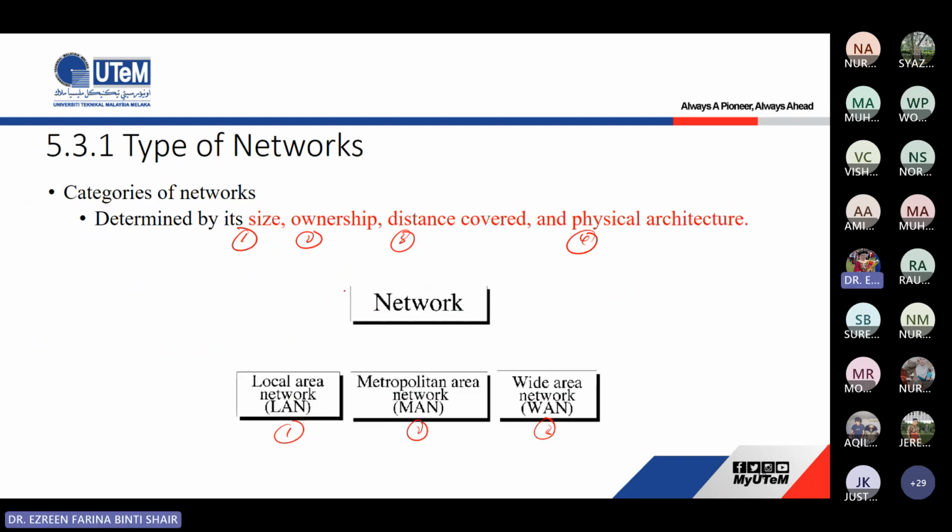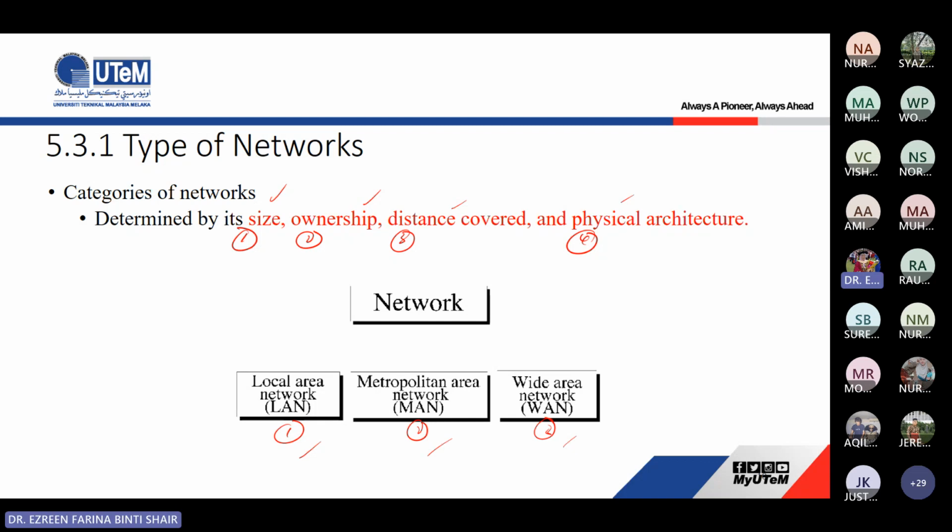So the categories of networks, you can determine based on the size, the ownership, the distance covered, and also the physical architecture. You need to know this in order to determine which is the best type of network to be used. We have three types of networks: the local area network, the metropolitan area network, and the wide area network.